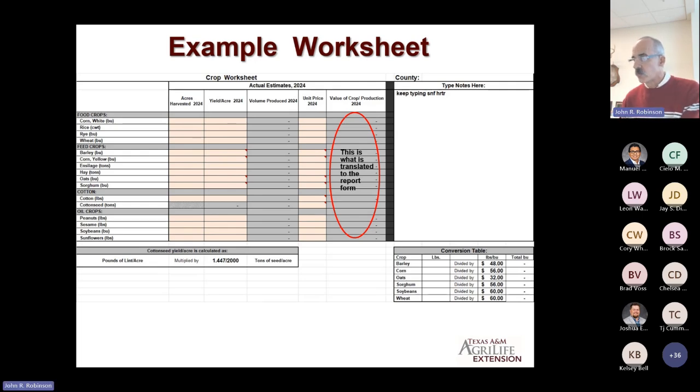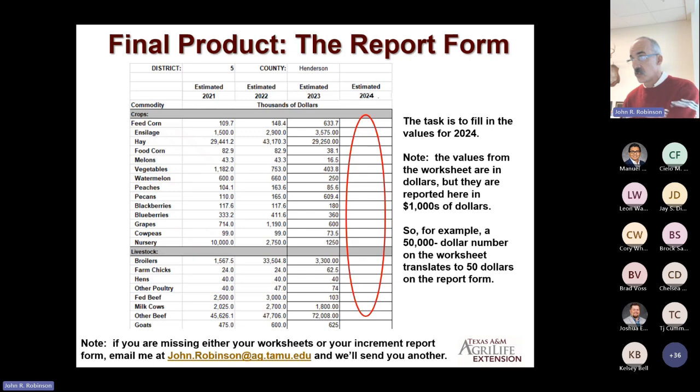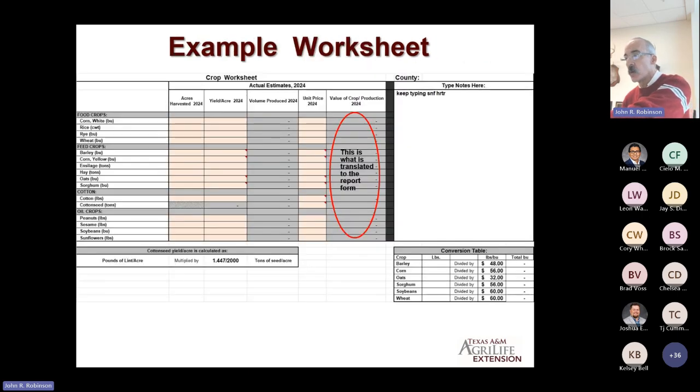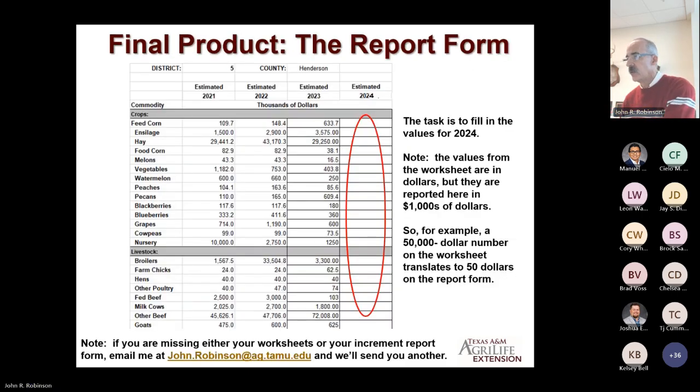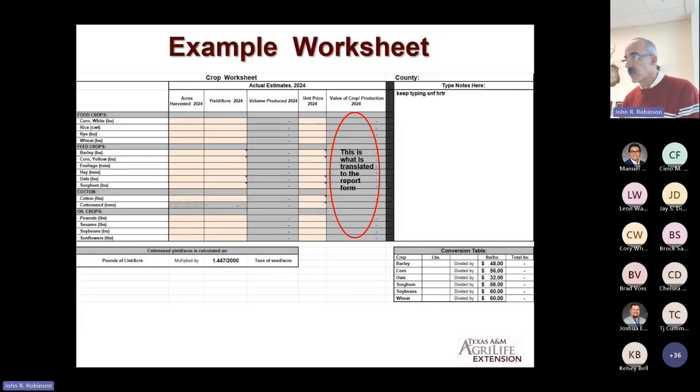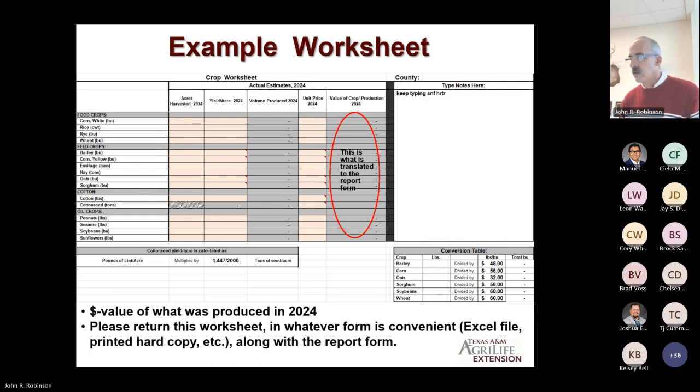All right, so this is what we're driving to. The numbers in this red circle get translated from the worksheet to the report form, except that on the report form they are expressed in thousands. These are the actual numbers that get calculated there. All right. I think I said all that.